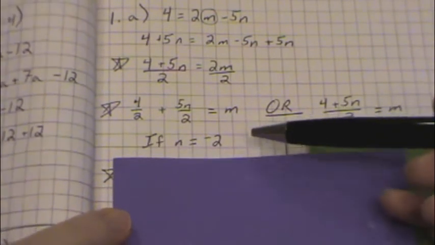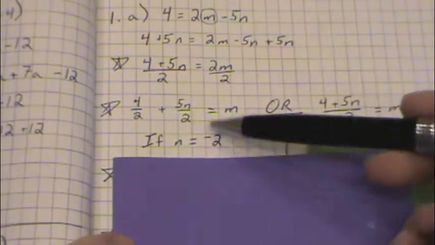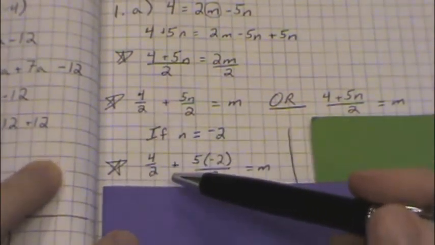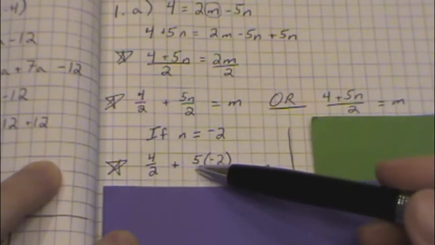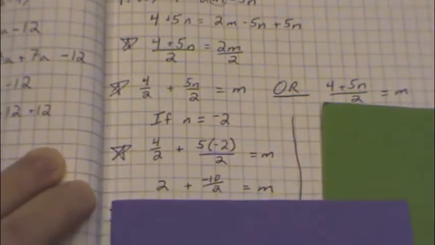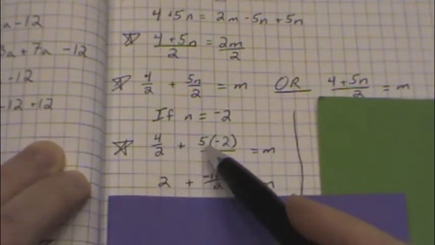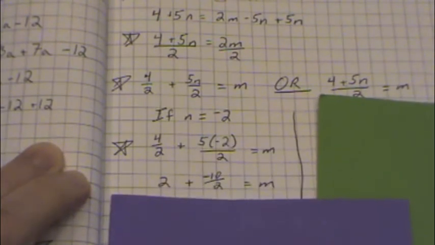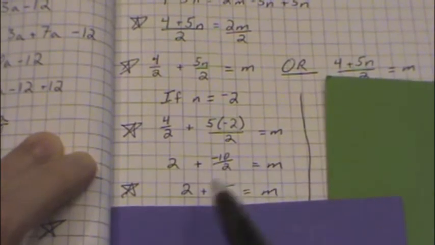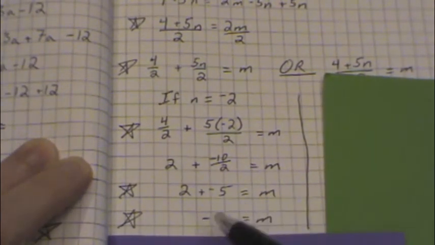So since I wrote n is equal to -2 under this one, I'm going to substitute it in this one. And I put a star here because I must see this step. 4 halves plus 5 times -2 over 2 equals m. Simplify. This becomes 2. This becomes -10 over 2, still equal to m. Simplify again. 2 plus -5 equals m, and this is a step that I should see. Your solution is m is -3.